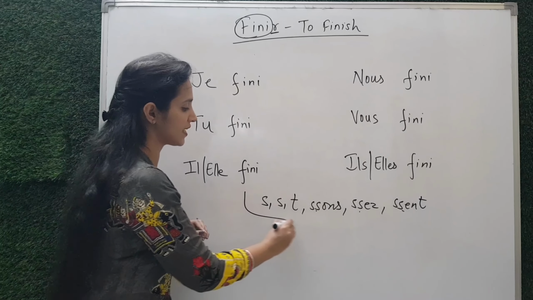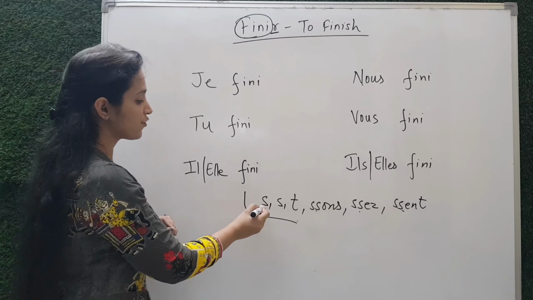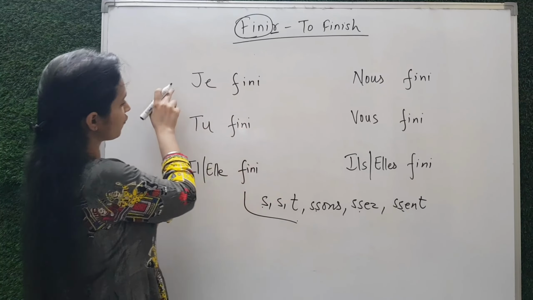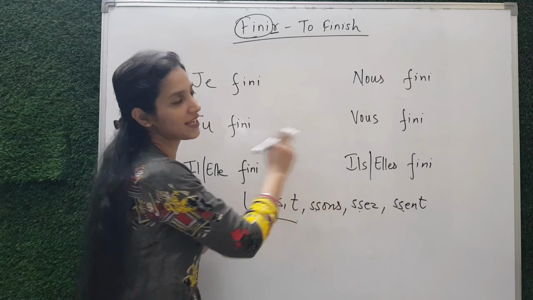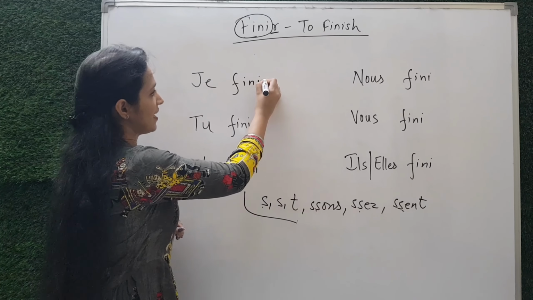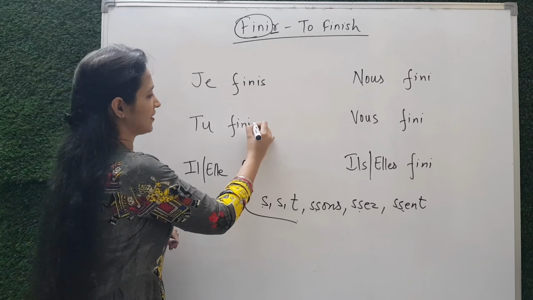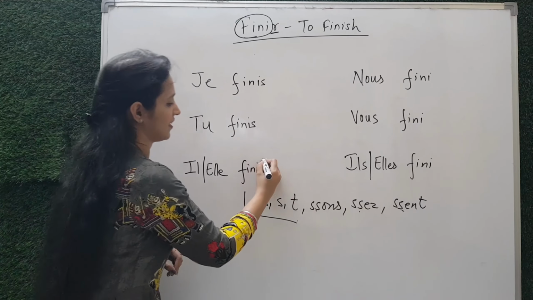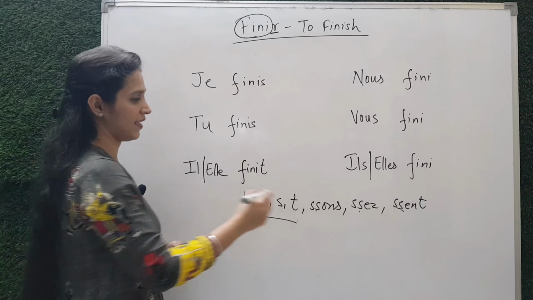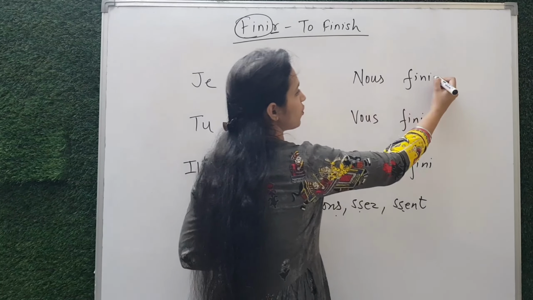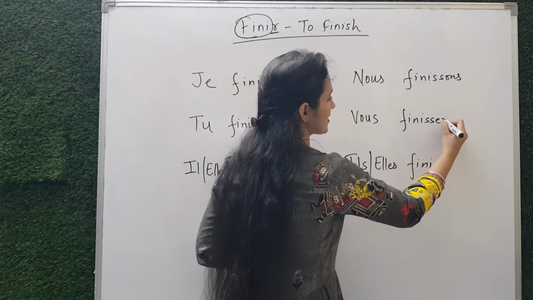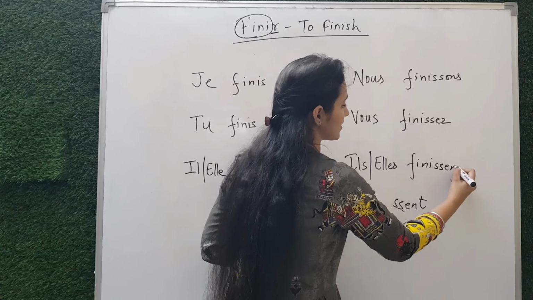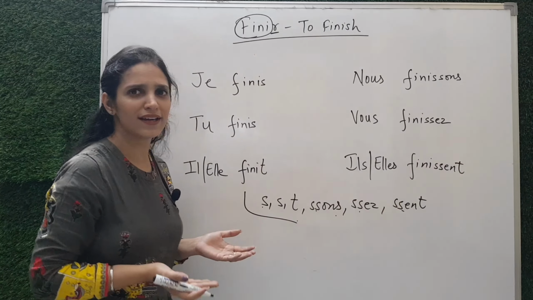Right? When you learn these endings, now we have to put them simply. First one is for je. So, S, S, T. Now, double S, O, N, S, nous finissons. Double S, O, N, S, double S, E, Z, double S, E, N, T. And voila, it is done.